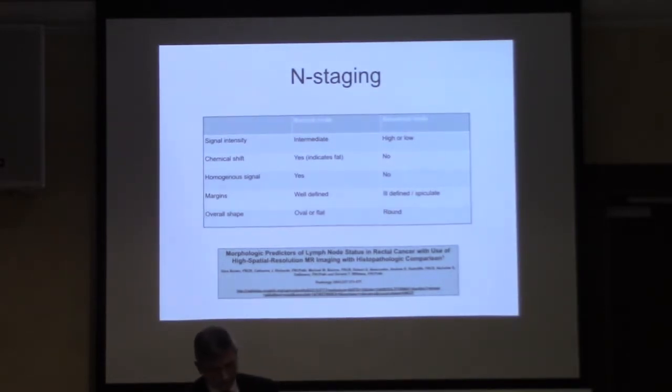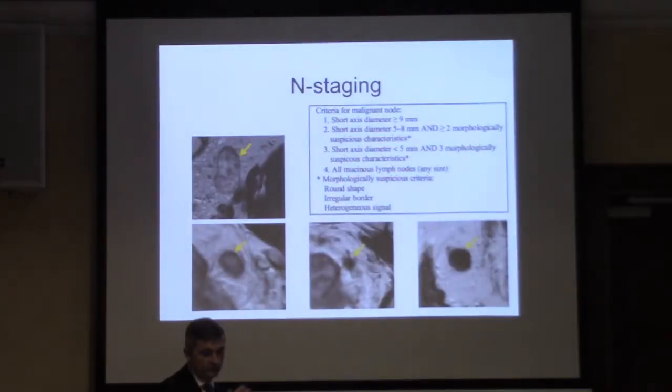Now, we've looked at all of those factors and it's been refined, and the most recent criteria for a malignant node, which comes from separate ESGAR guidance, which we should now be adopting, is if the short axis is greater than 9 millimetres, then you should probably, if you think about that curve, say that they're involved. If the short axis is between 5 and 8 millimetres, you need something else about that node to tell you that it's positive. And the morphological criteria we use are round shape, irregular border, and heterogeneous signal.